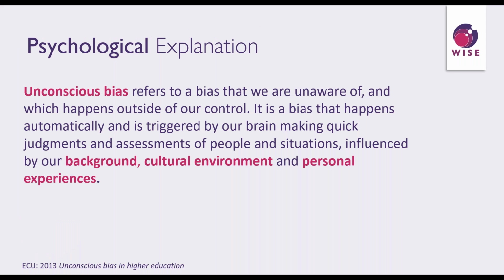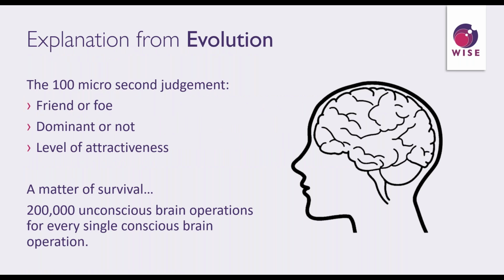So unconscious bias refers to a bias that we are unaware of, something that happens outside of our control. It happens automatically, and it's triggered by our brain making quick judgments and assessments of people and situations, and it's influenced by our background and our personal experiences. And here's the evolutionary explanation.